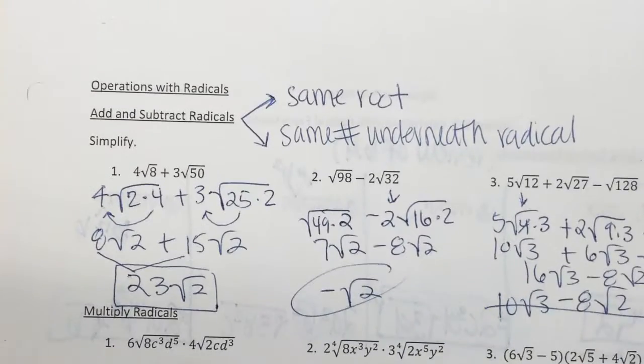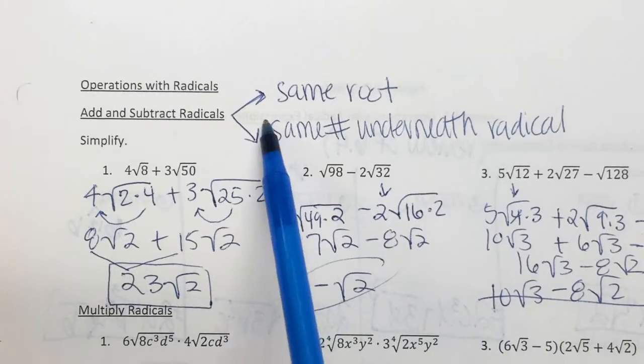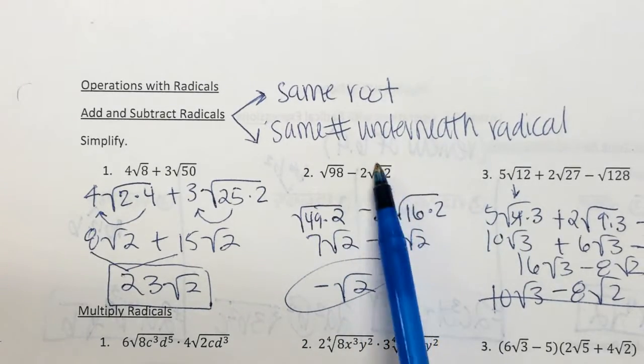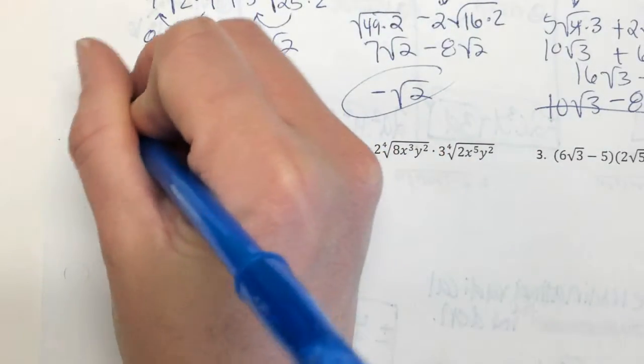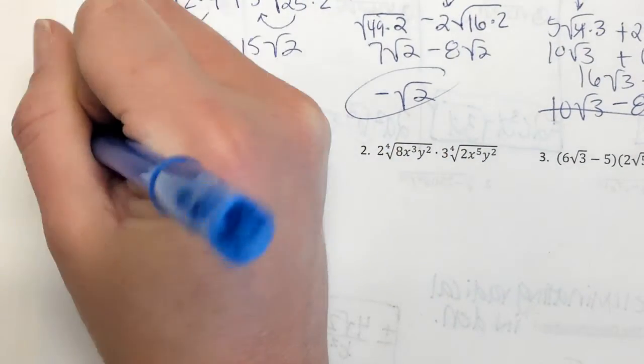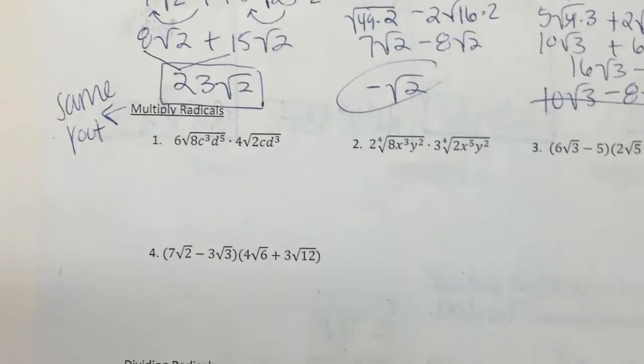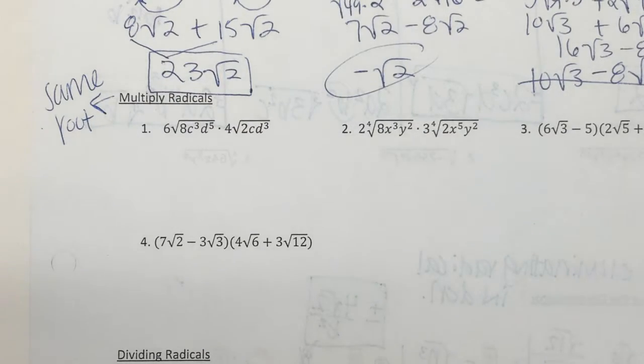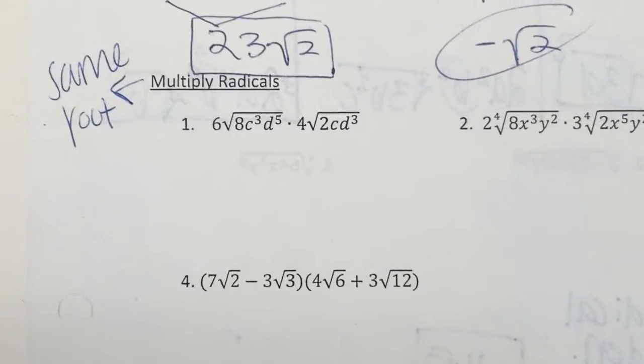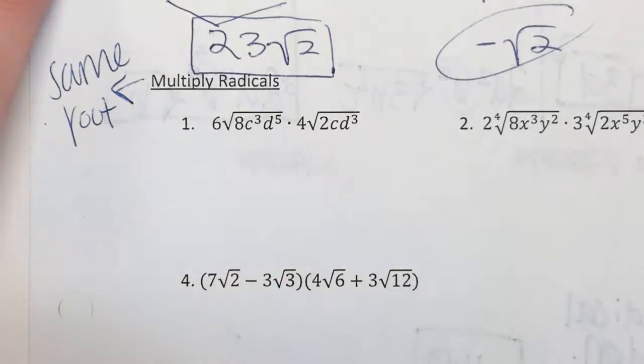Alright. We talked about yesterday when we add and subtract, they have to have the same root and same number underneath the radical. When you multiply them, they just have to have the same root. Nothing else. Do not have to have the same thing underneath the radical. Both of these on number 1 have a root of what? 2. Good. So we can multiply them.